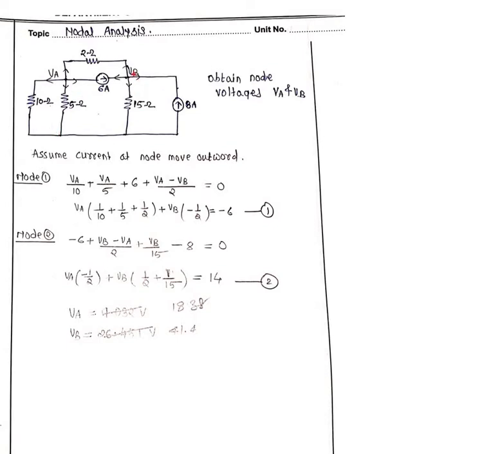Okay, so node 2. I assumed the arrows in opposite directions. Here the currents are already marked, that's why I don't write I1, I2, I3, I4 again. I have removed the currents. So 1, 2, 3, 4, 4 arrow marks are there.